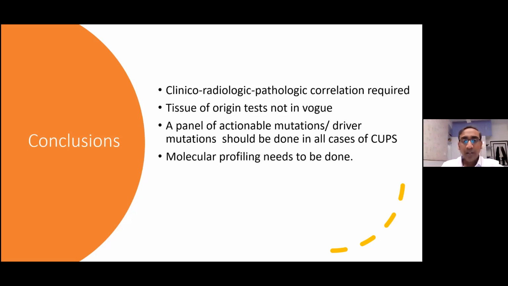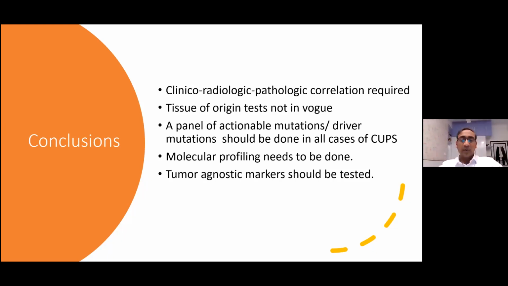Molecular profiling, comprehensive genomic profiling, a whole transcriptome profiling needs to be done in almost all cases of CUP. And obviously when we are doing the comprehensive genome profiling, we are coming across the various tumor agnostic markers, which will guide us confidently in starting immunotherapy or any other therapy. So with that, we are coming to the end of our panel discussion. Any other thought process, any other questions in your mind, we can discuss right now.